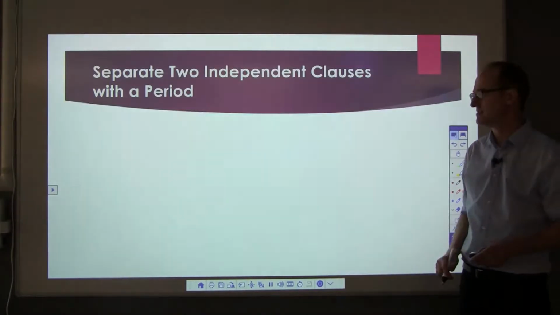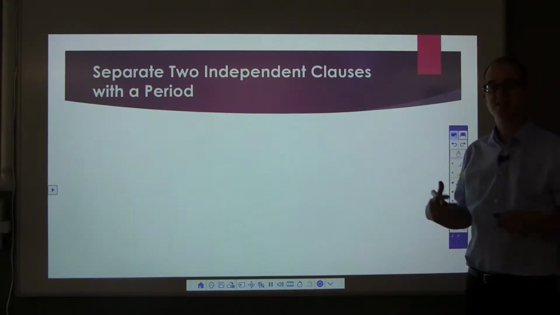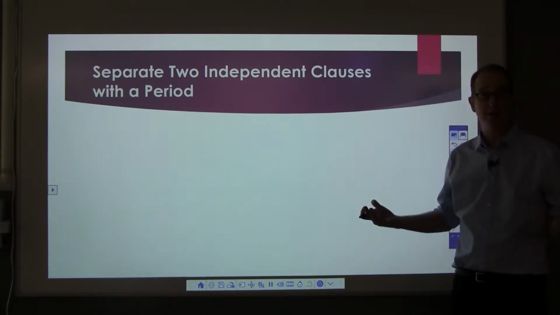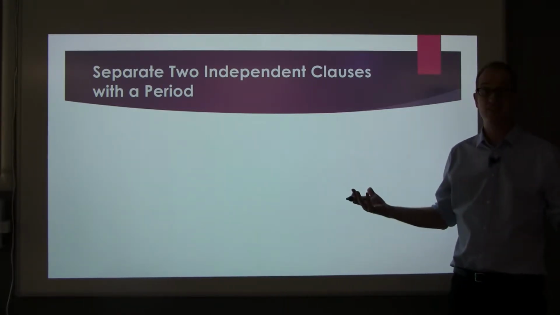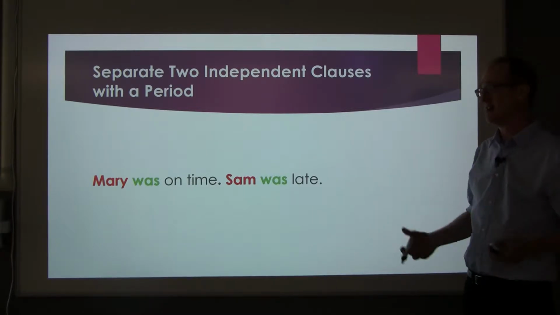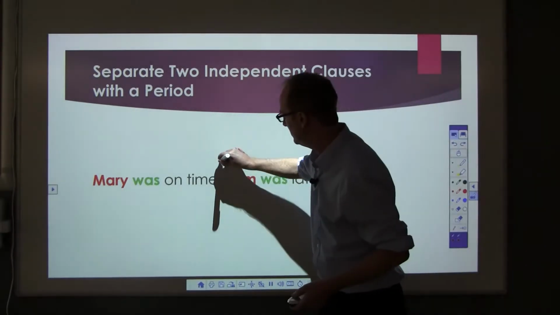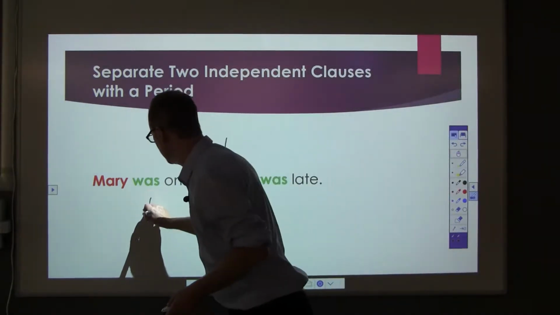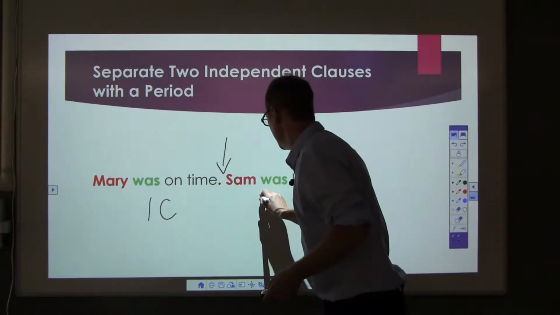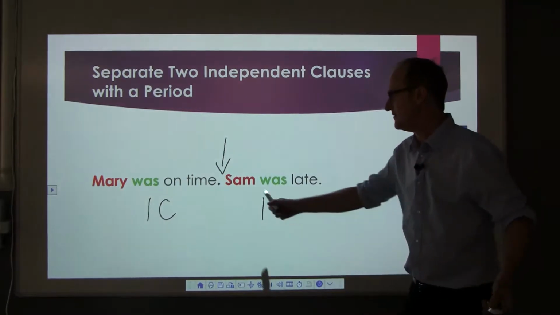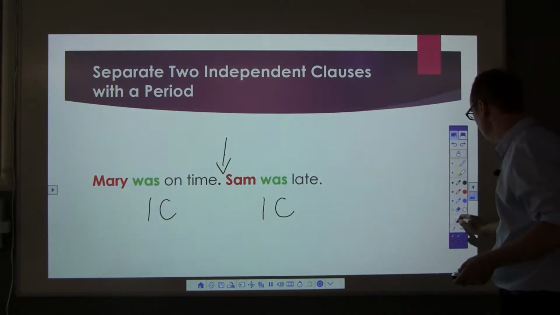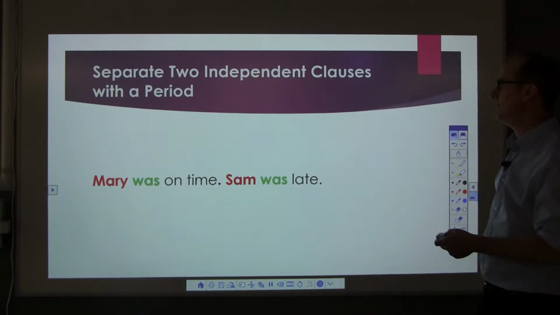Fixing run-on sentences. The first way is the simplest way, and that's to separate the two independent clauses with a period. So just create two separate sentences. Mary was on time, period. Sam was late. So we have two independent clauses, Mary was on time, Sam was late, and we've separated them with a period. Perfectly fine. That's a good way of fixing a run-on.